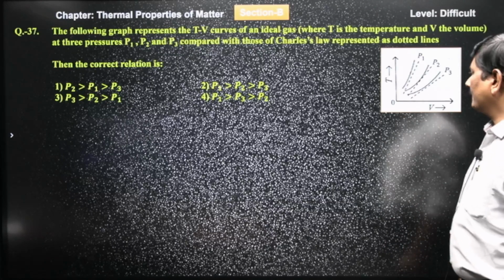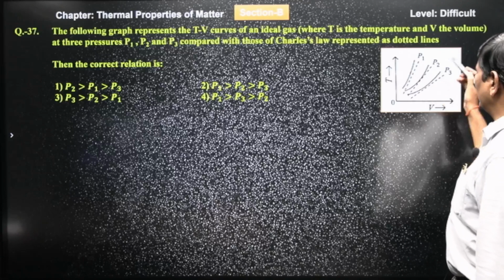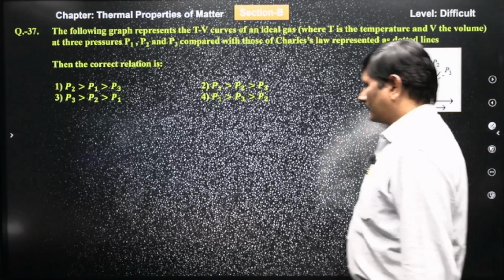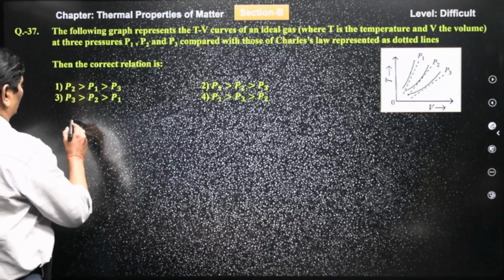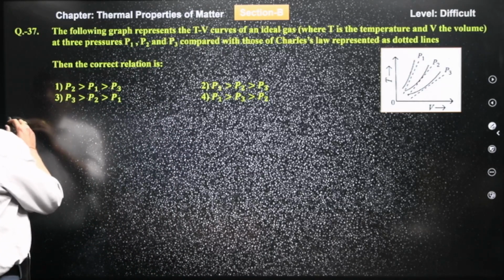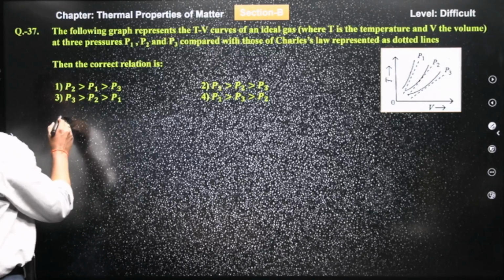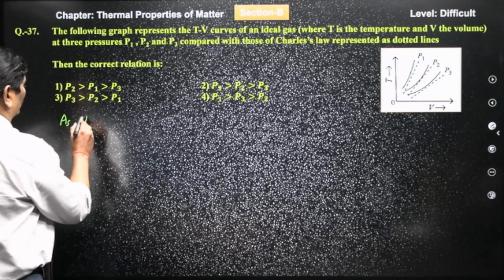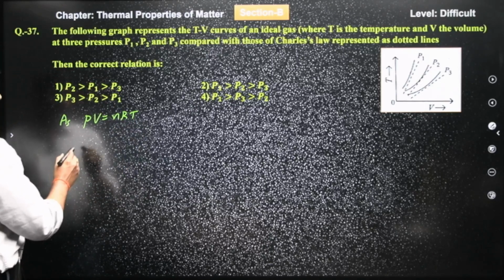We know that there is a slight deviation from the gas laws, so that is why we are getting the curves. Then the correct relation for the pressures: here you have to follow the ideal gas equation. The ideal gas equation PV is equal to nRT, we know that.